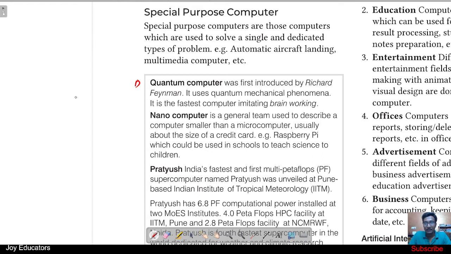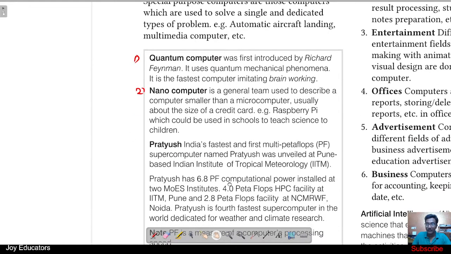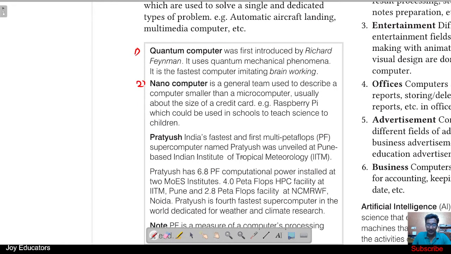The quantum computer was introduced by Richard Feynman. It imitates the brain's working. It's the fastest computer. We also have nano computers, which help us go smaller than a microcomputer. You know what is meant by Raspberry Pi? Check it out on the internet. Raspberry Pi, it is super costly. Okay, wait, let me check it right now. Raspberry Pi is something which is really costly.